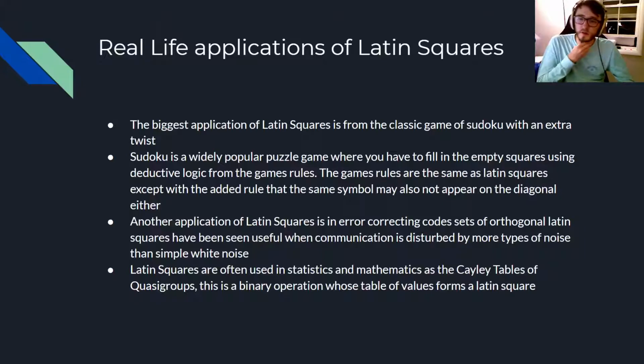These error correcting codes are in sets of orthogonal Latin squares, and have been seen as useful when communication is disturbed by types of noise that aren't simple white noise. And a third application of Latin squares is that they're often used in statistics, and they are the basis for the Cayley tables of quasigroups. If you've taken linear algebra, you know what that is, because it is a part of the multiplicative property, and it's just a binary operation whose table of values forms a Latin square.